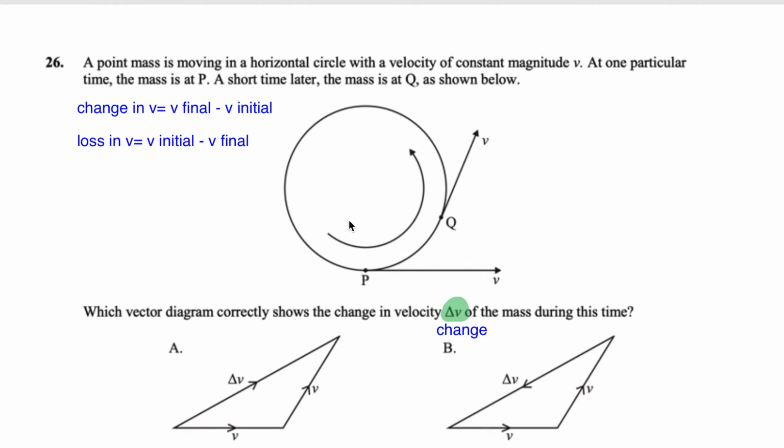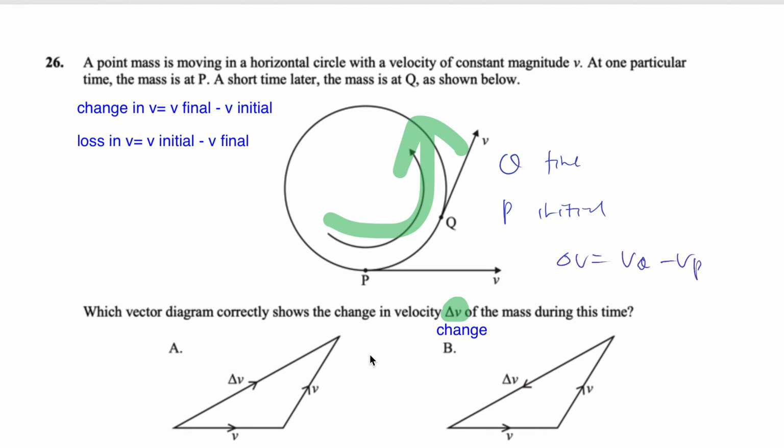It's going around in this direction, so Q is your final and P is your initial. Delta V just equals VQ minus VP.